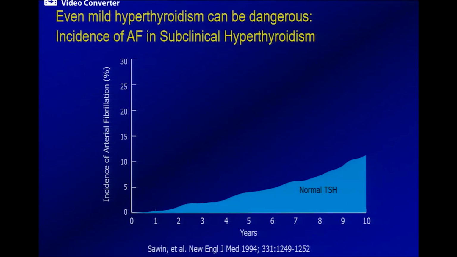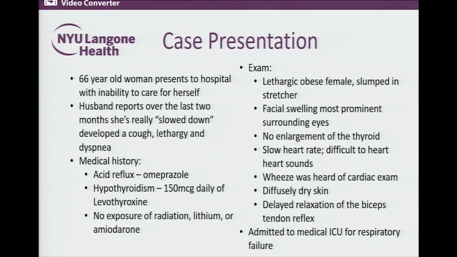Okay, so we'll move through hypothyroidism. This is a patient presented to Bellevue, a 66-year-old female, and her husband was the one who gave the history. This patient had slurred speech, was unable to care for herself at home, and stopped doing her normal activities of daily living. Her history was notable for hypothyroidism, and she was supposed to be taking 150 micrograms of levothyroxine, which is the standard hypothyroidism medication. She had no exposures that put her at risk for thyroid disease beyond that.